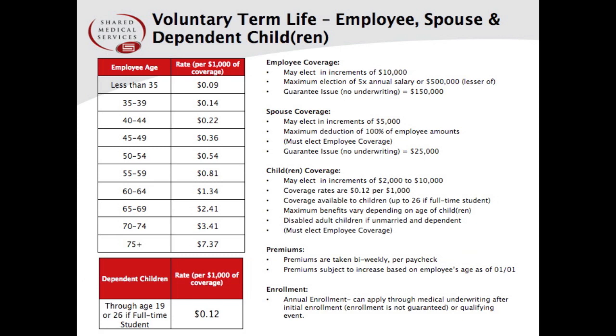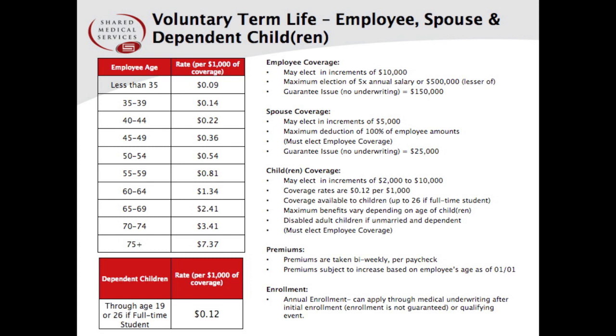For voluntary life insurance, rates are based on an age range or age band as listed here. Team members can elect increments of $10,000 to a maximum of the lesser of 5 times your annual salary, or $500,000. Unlike AD&D, there is a guarantee issue amount for this insurance. This means that team members can elect up to the guarantee issue without requiring medical underwriting or requiring a full medical history. The guarantee issue amount for team members is $150,000.